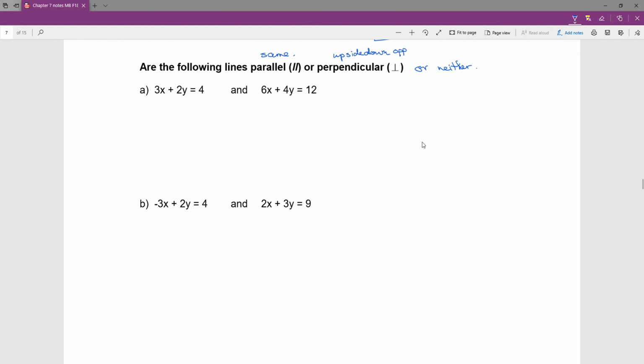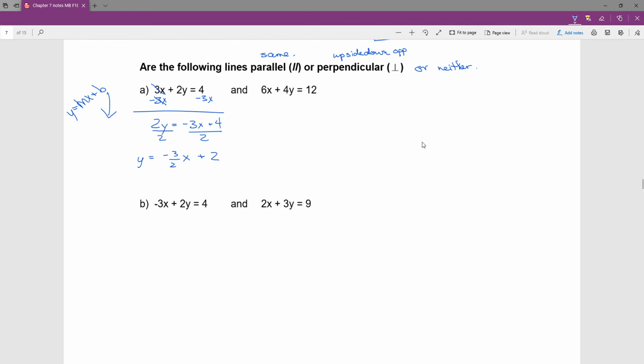slope-intercept form from the standard form. So in each one of these, I'm going to put into slope-intercept form. So I'm going to put y equals mx plus b. So solving for y, I'd subtract 3x from both sides. I'd get 2y equaling negative 3x plus 4. Finishing up to solve for y, I get that y equals negative 3/2 x plus 2.